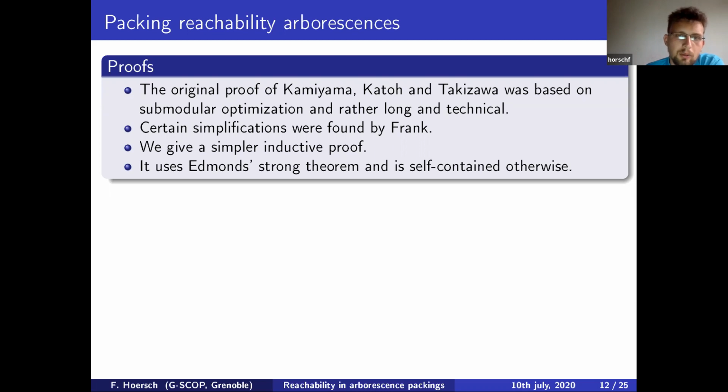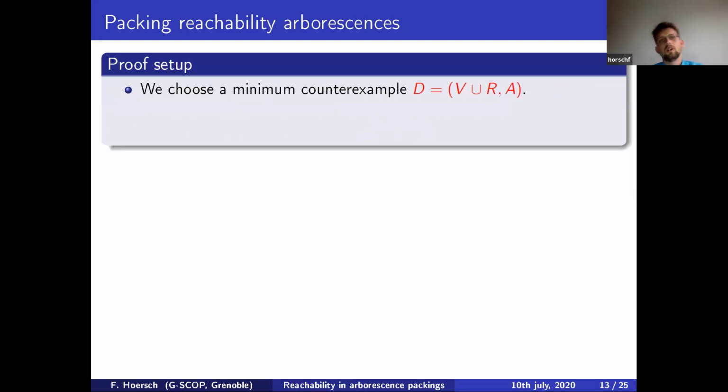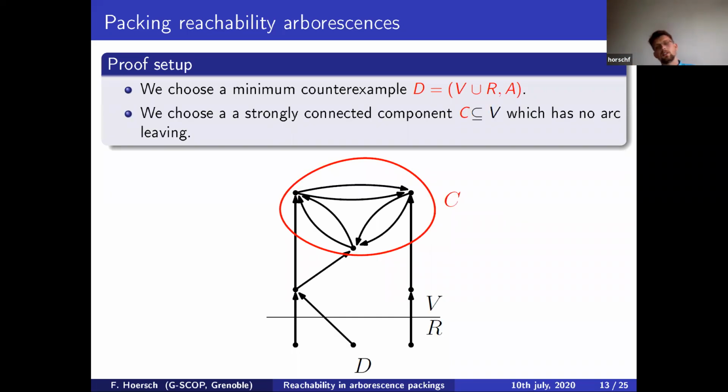Okay, so I will jump right into the proof. As I told you, it is an inductive proof. So we will start with a minimum counterexample. Okay, so I know this graph does not have the packing, all smaller graphs do. And now what I want to find first is a strongly connected component in the upper part in V, which has no arc leaving. Okay, why does that exist?